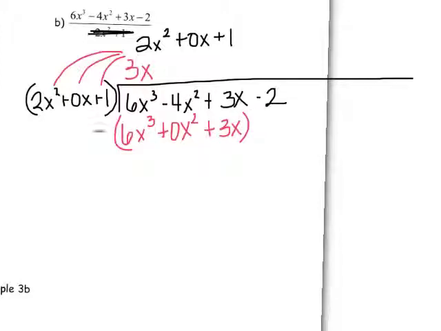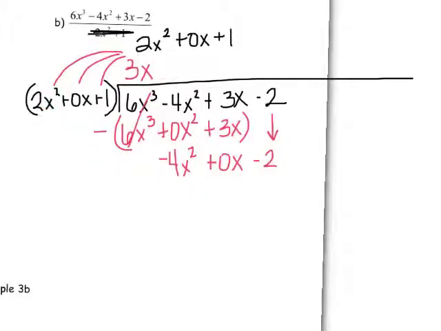Parenthesize, subtract. So this goes away. That's supposed to happen. Negative 4 minus 0 is negative 4. Anything minus 0, right? And then 3x minus 3x is 0x. Bring down minus 2. So this should be our last step because there's nothing left to bring down after this. One more. So we've got what?